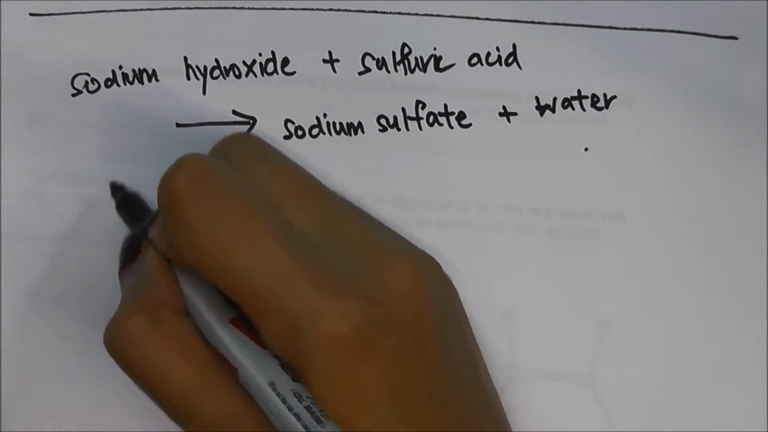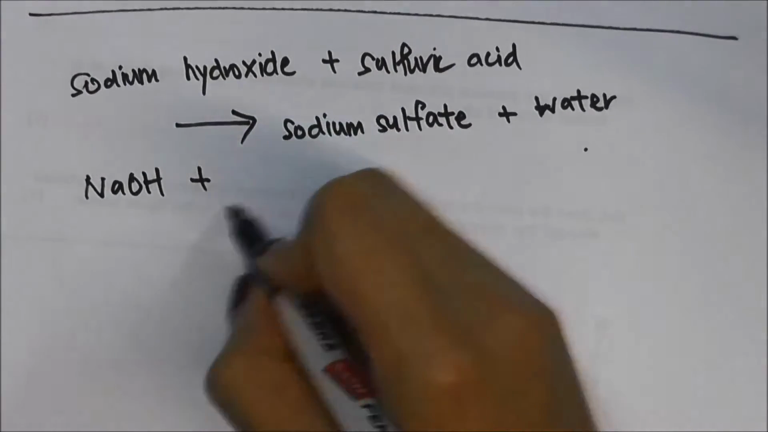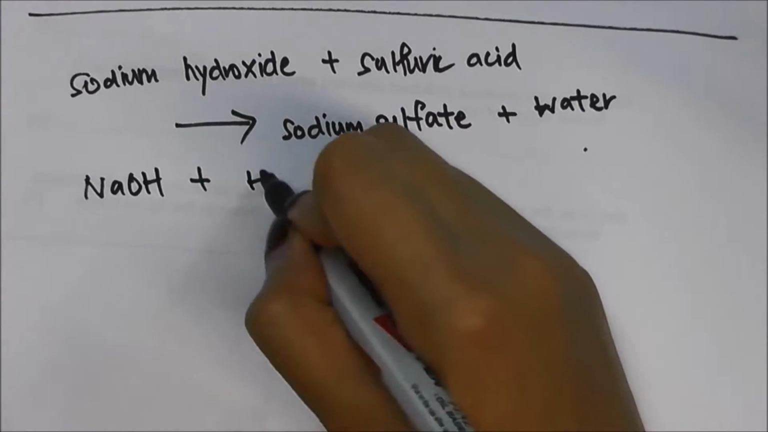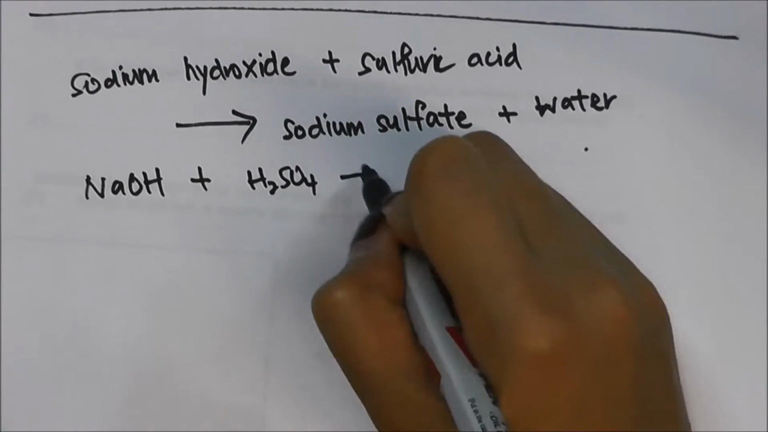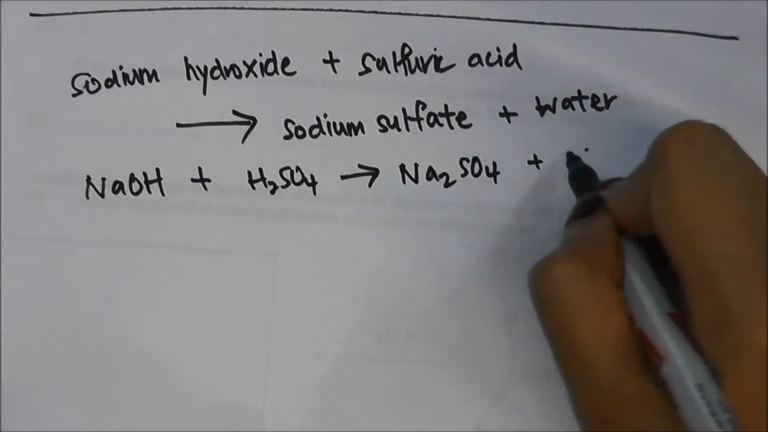So right now I'm going to change it to the chemical equation. So NaOH plus H2SO4 gives you Na2SO4 plus H2O.